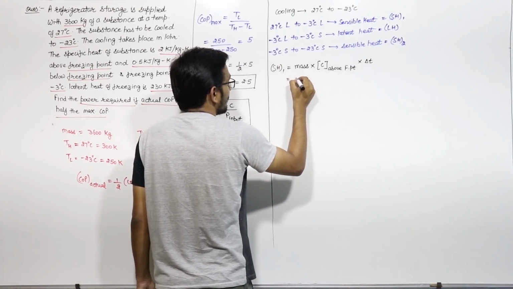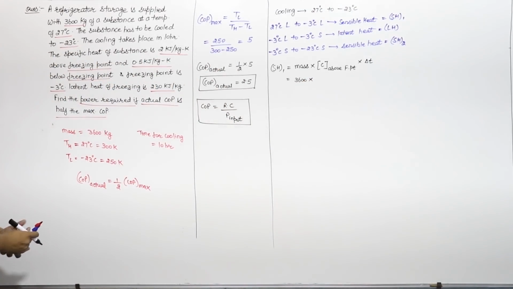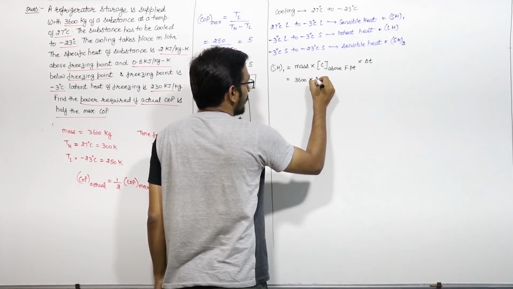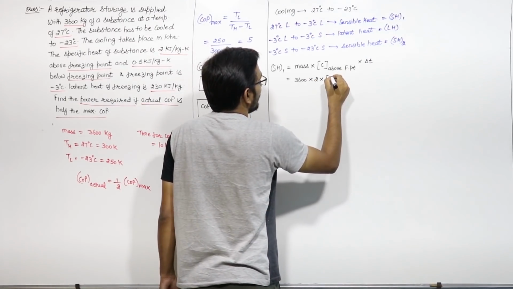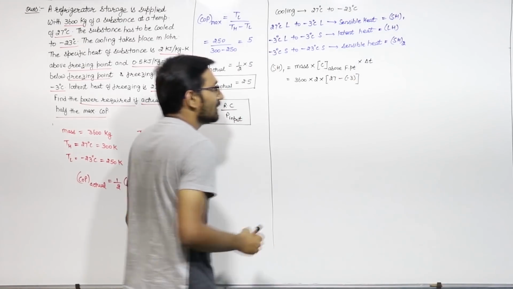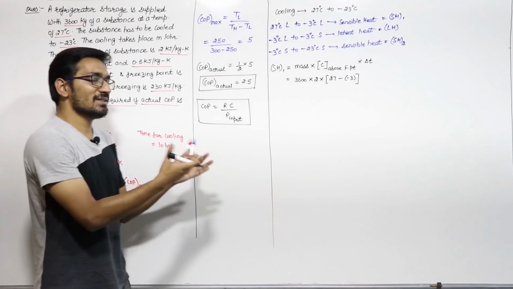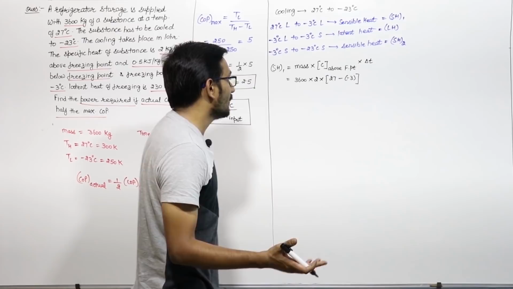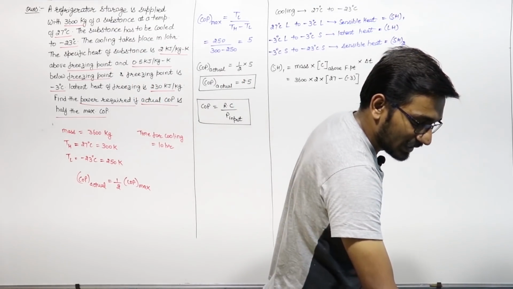This will be equal to, what is the mass? 3600. Specific heat above freezing point is 2 kilojoule per kg Kelvin, 2 into, what is the delta T? From where to where? 27 to -3. So 27 minus of -3. Right, this is a temperature change. You can write your temperature change in Celsius or in Kelvin. There won't be any matter, there is no problem with it. So this is the sensible heat 1.